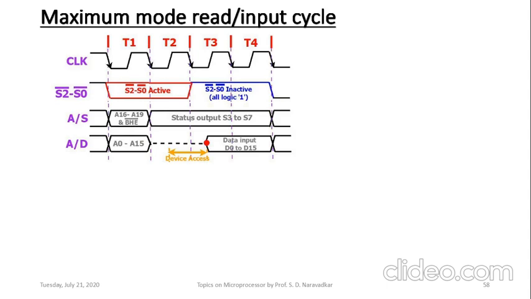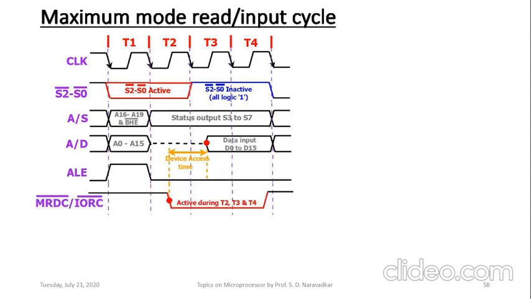Then next will be ALE signal as usual in the form of a pulse during T1 state here, positive going pulse. Next will be memory read command or IO read command. A specific read command signal is to be now shown here. Okay, as the heading itself is maximum mode read cycle or input cycle, it is not specific to memory or IO. Otherwise, I would have shown here a specific control signal here, either memory read command or IO read command.